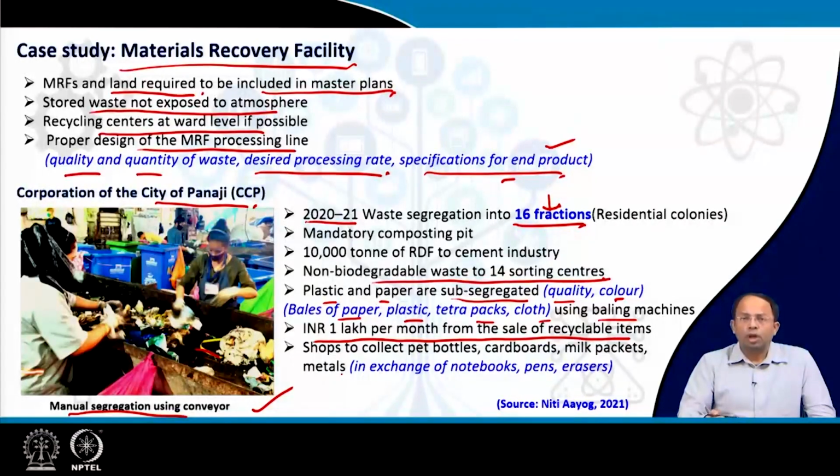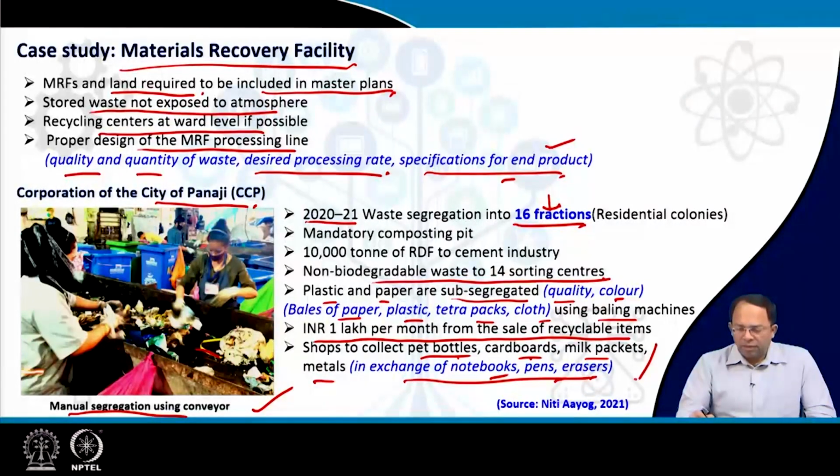And there are shops in that ULB in Panaji which will collect PET bottles, cardboards, milk packets or metals in exchange of notebooks, pens and erasers. That means people will get these notebooks, pens, erasers if they give these PET bottles, cardboards back to those particular shops, thus reducing the effort of the ULB. That means thus reducing the investment of the ULB as well, right?